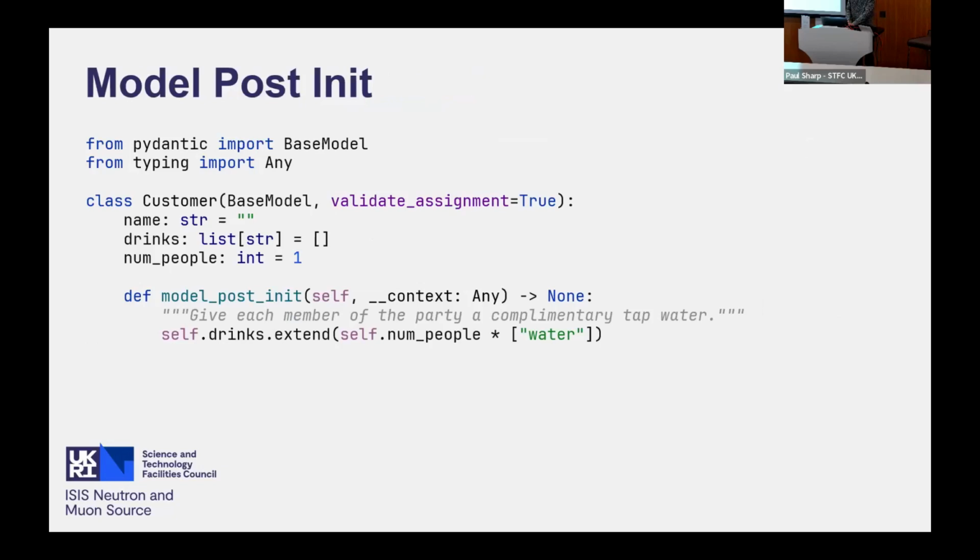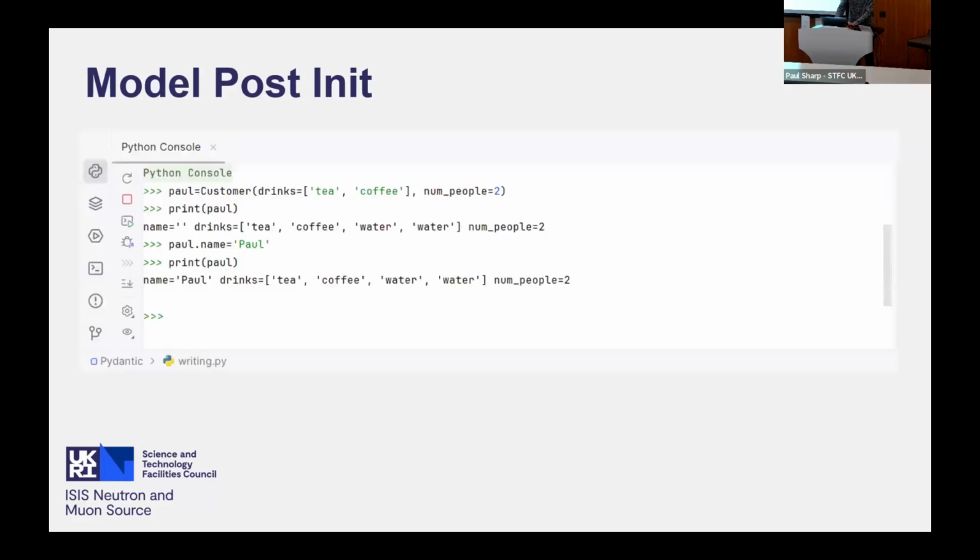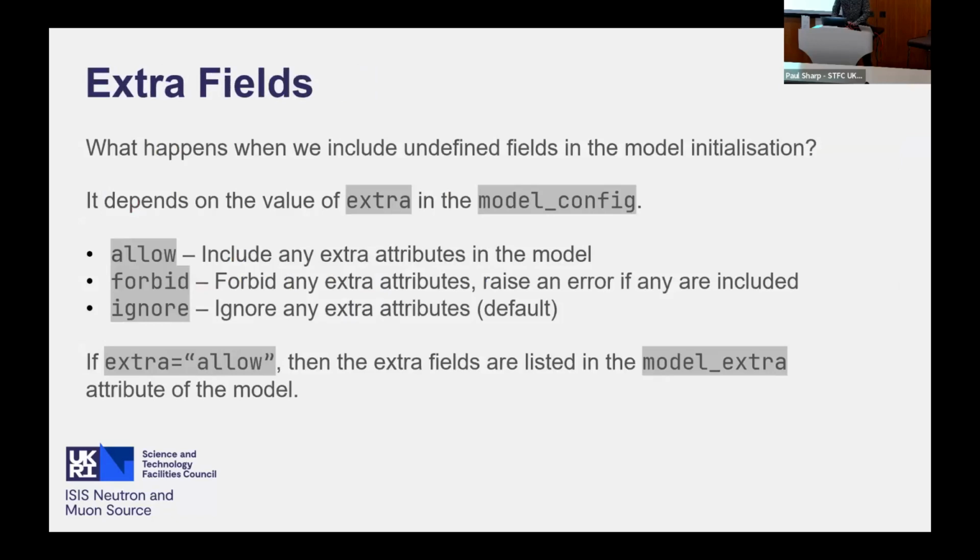So I've got my customer model again, defined in the same way, and now instead of using a model validator, I've got the model post-init where the drinks are extended by the number of people times water. So you'll see now, if we go through the same routine we went before, I've come in as a customer with my 2 people and 2 drinks, and we've got 2 glasses of water. But now when my name gets assigned, we print the customer model again, and we have a name, and we have tea, coffee, and just the 2 glasses of water that we want.